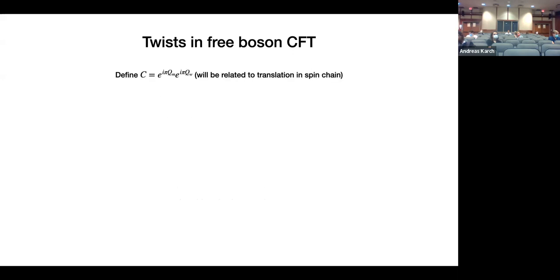Okay, so as an example that will be important, let's consider this particular symmetry element, the group element C, which is pi rotation in both momentum and in winding. And this will be related to translation in the spin chain. Okay. And let's consider a twist by C to the nth power, and also a momentum, U1 momentum twist by sigma, which is equal to this choice of the twist parameters.